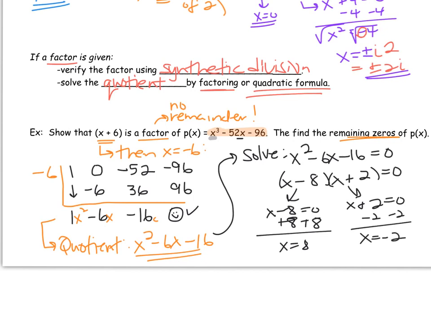We first verified that x plus 6 is a factor. That was kind of our step 1 over here. And then find the remaining zeros. That's where we solved. There's our second step. So our two answers would be x equals 8 and x equals negative 2. They are the remaining zeros for p of x.